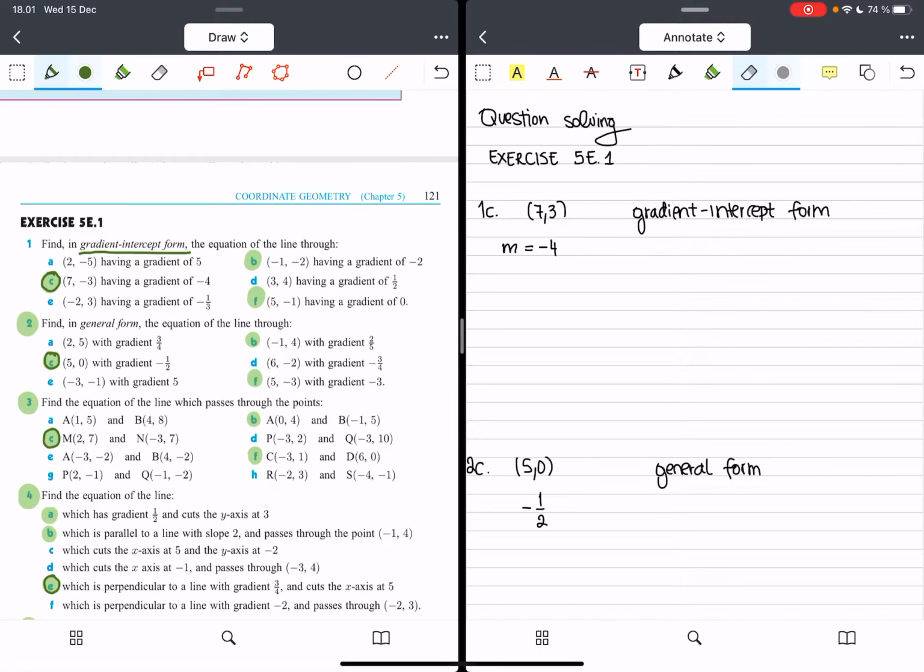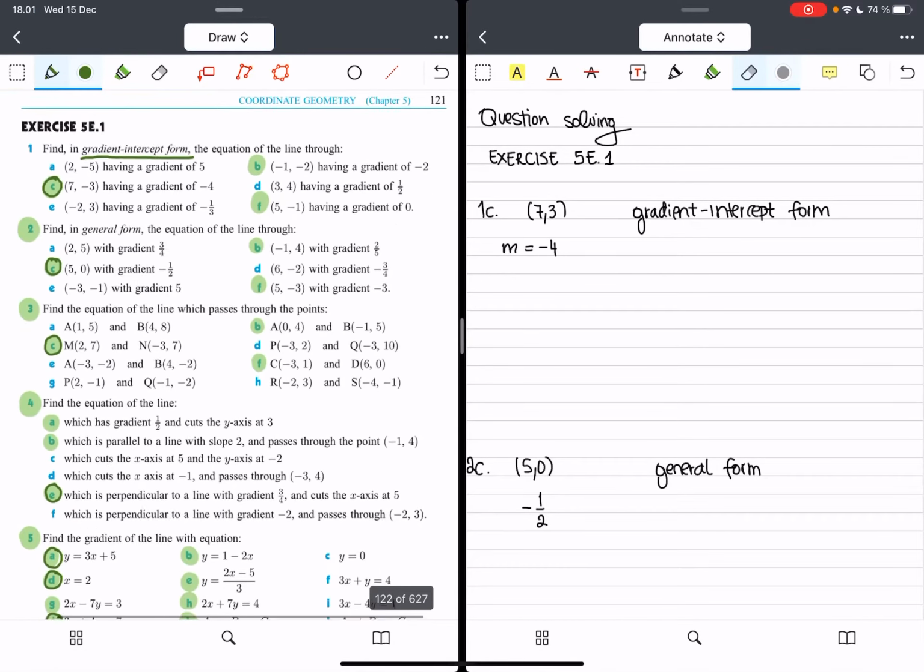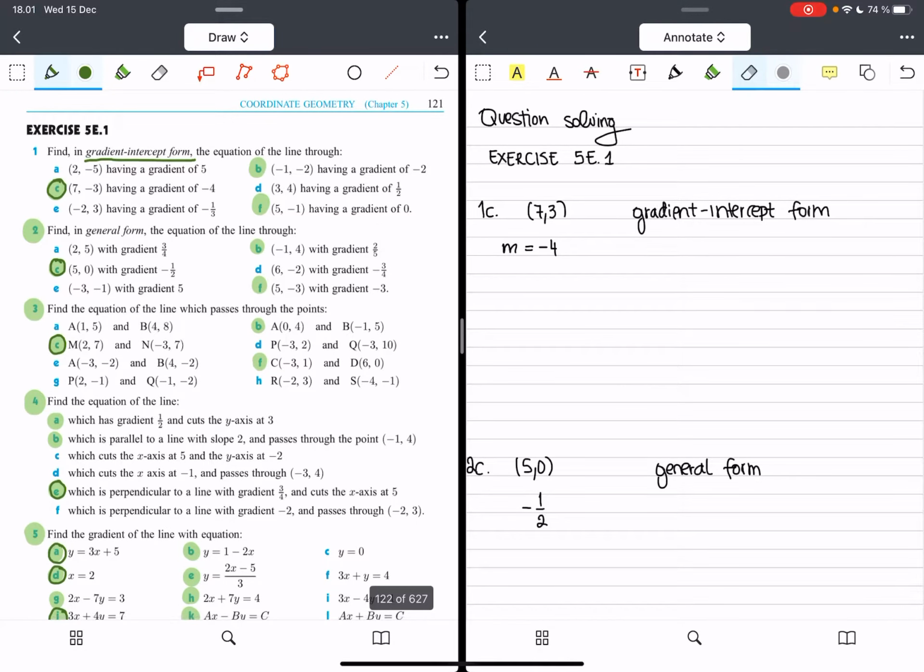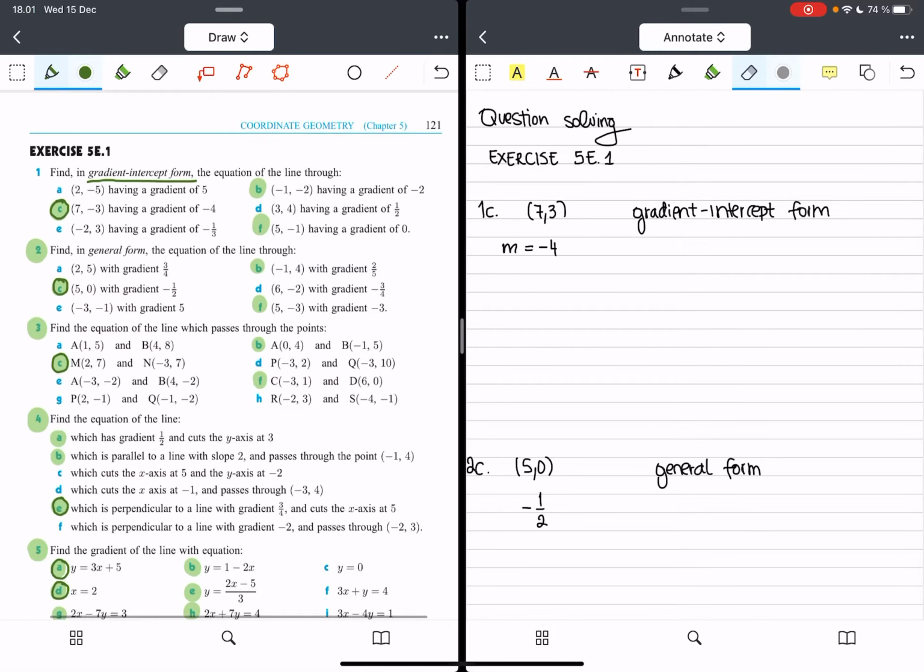Now that we have learned the basic theory on straight lines, we will see how to solve questions. And from each question that I chose for you to work on, I will solve an example. So let's start with question 5E1, 1C on page 121, where you're given a point and the slope, and you're asked for the gradient intercept form.